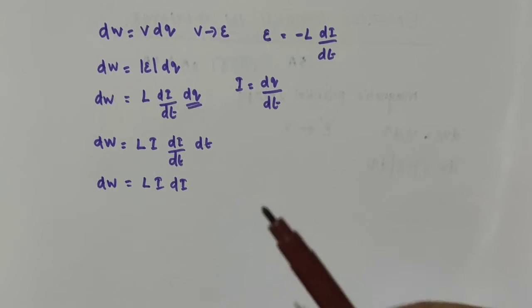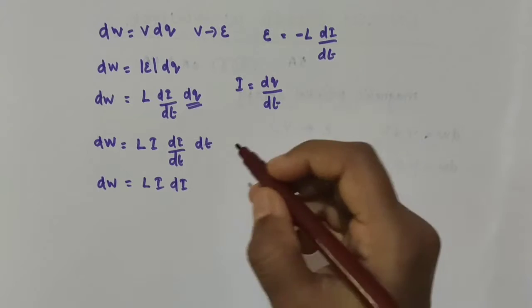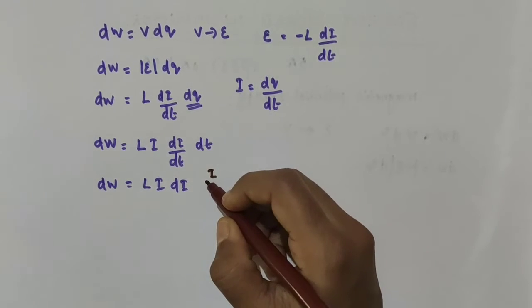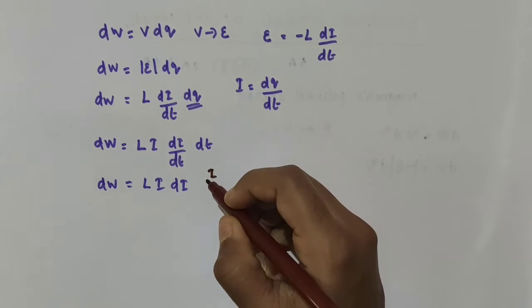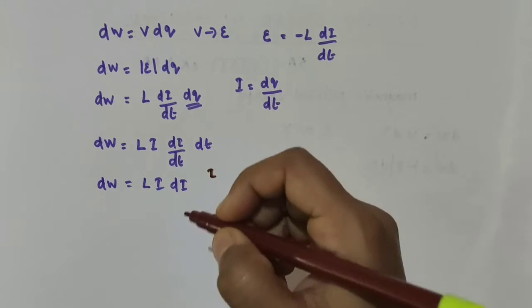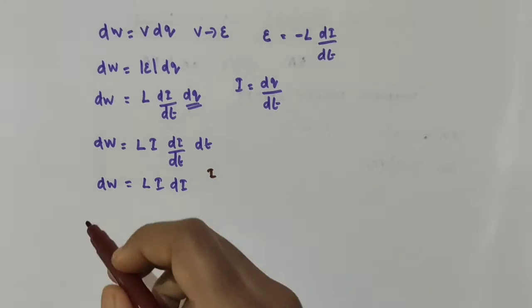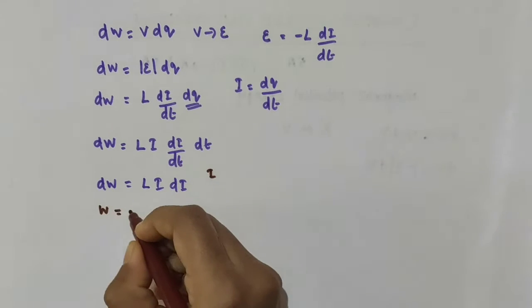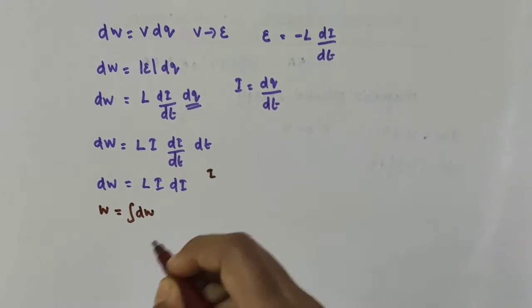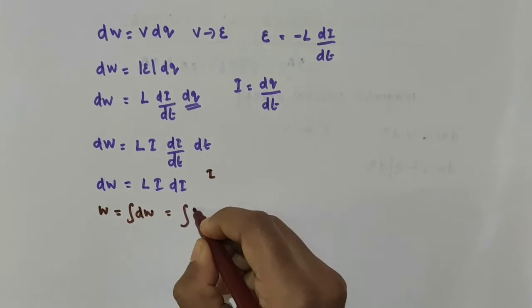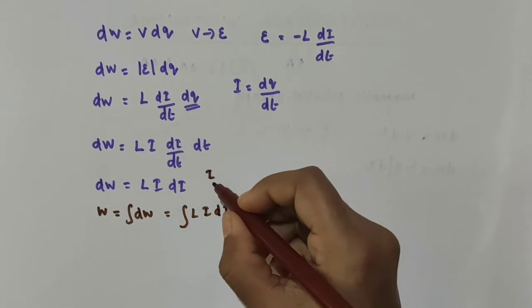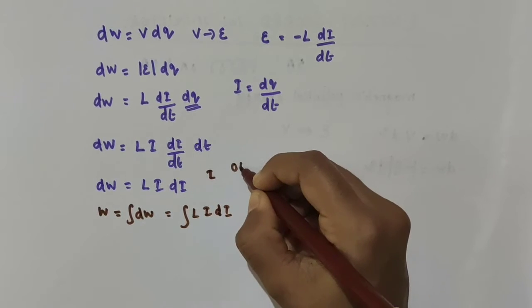Now, what about the total amount of work done in establishing a current I? If you want to establish a current I, which is equal to 10 ampere or 5 ampere or 12 ampere in an electrical circuit, we have to do some work against that back EMF. So what will be the total amount of work done here? Work done W, we can just integrate it now: integral dW is equal to integral L into I into di. Then we are establishing a current I. Initially the current is 0 ampere.